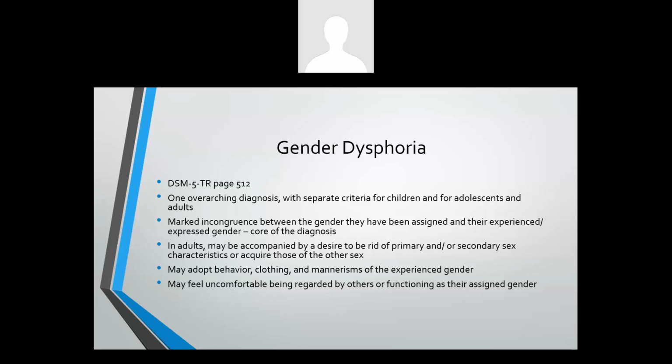So when you're looking at this, we are first of all going to be looking at different criteria for children versus adolescents and adults. And the key piece here, again, is that marked incongruence between the gender that the individual has been assigned and their experienced or expressed gender. That is the core of that diagnosis. In adults, we might see, in addition to the dysphoria, a desire to be rid of primary and/or secondary sex characteristics, or that they might want to acquire the sex characteristics of the other sex. Many people will adopt behavior, clothing, and mannerisms before they do anything else.